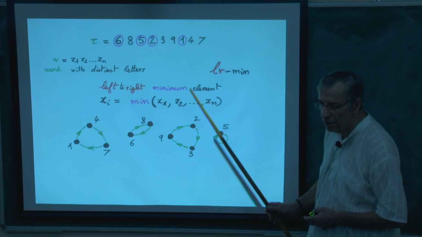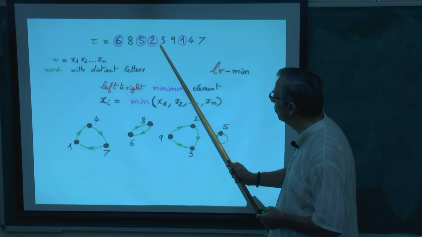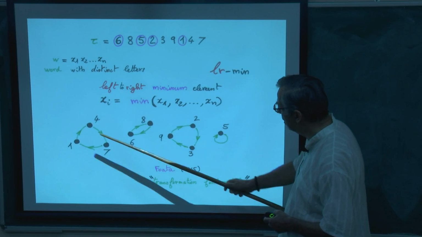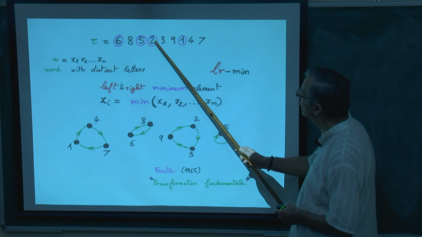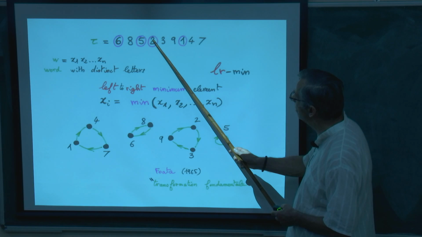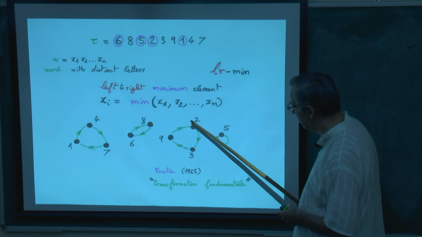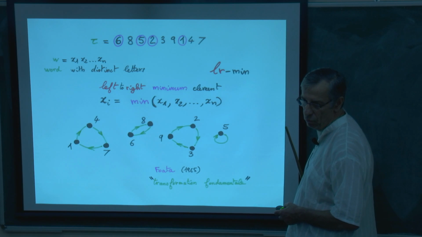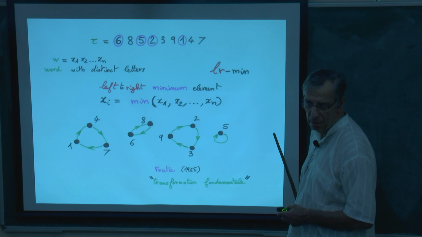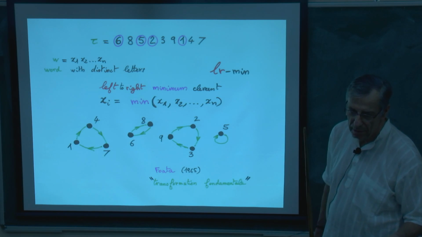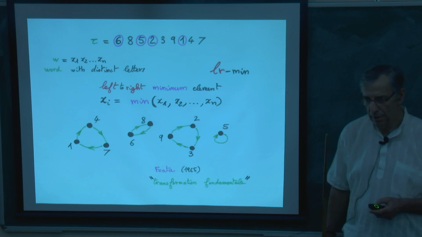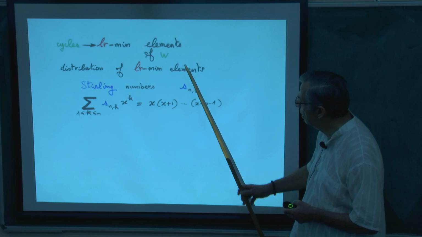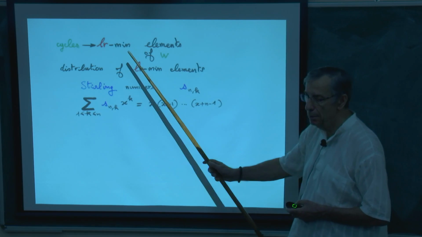And then to reconstruct the cycle notation, you take each left to right minimum element and cut each in its block. Then you reconstruct the cycle by taking, for example, all the letters from the minimum element to the right, 2, 3, 9, and you reconstruct the cycle this way. So this is the bijection. The cycles of the permutation become the left to right minimum elements of this word. And so the distribution of left to right minimum elements is the same as that of the cycles.